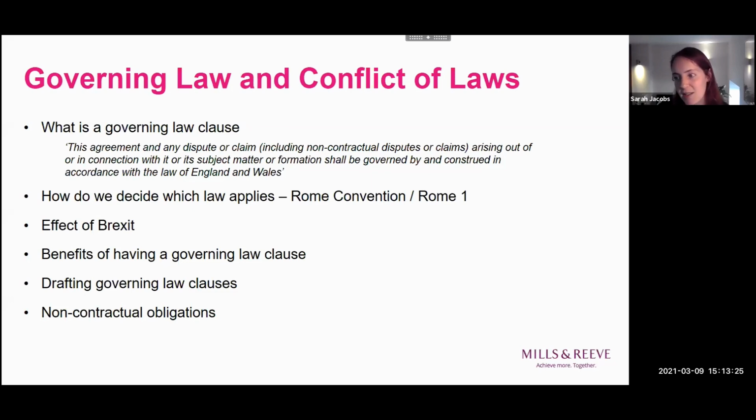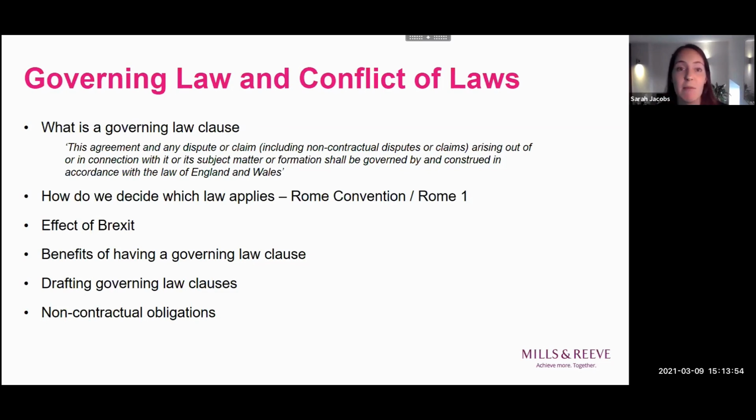And in addition, there are some special types of contracts which have additional protection from parties trying to wiggle out of laws applying by choosing a different law. These are employment contracts, insurance contracts, and consumer contracts. If you do have any of those and you're trying to do a governing law clause, then I would say you should get some advice to make sure you know what you're signing up for.